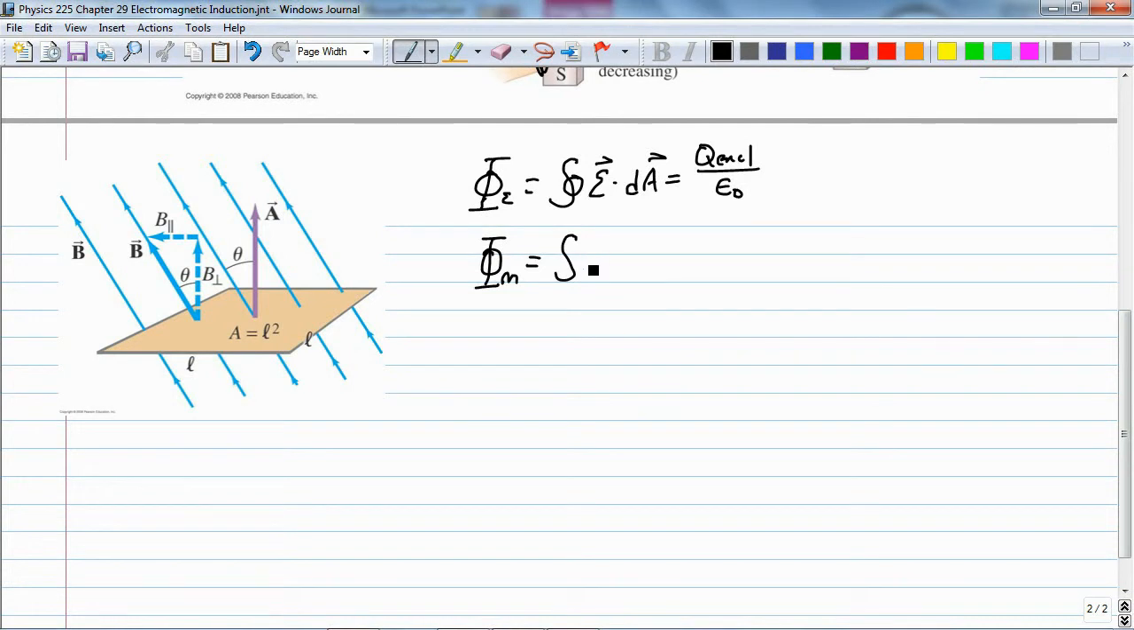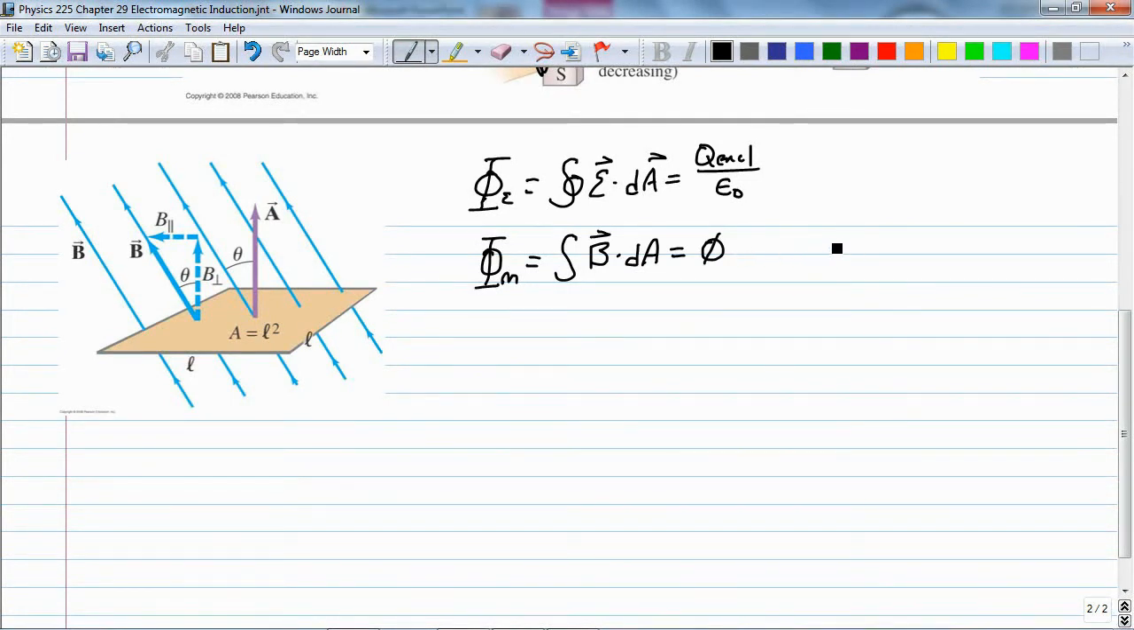Well, it turns out that for magnetic flux, we use the same type of definition, except in this case, we're going to have some magnetic field dot differential area, and it turns out that this equation is not so useful because it says that it's zero.